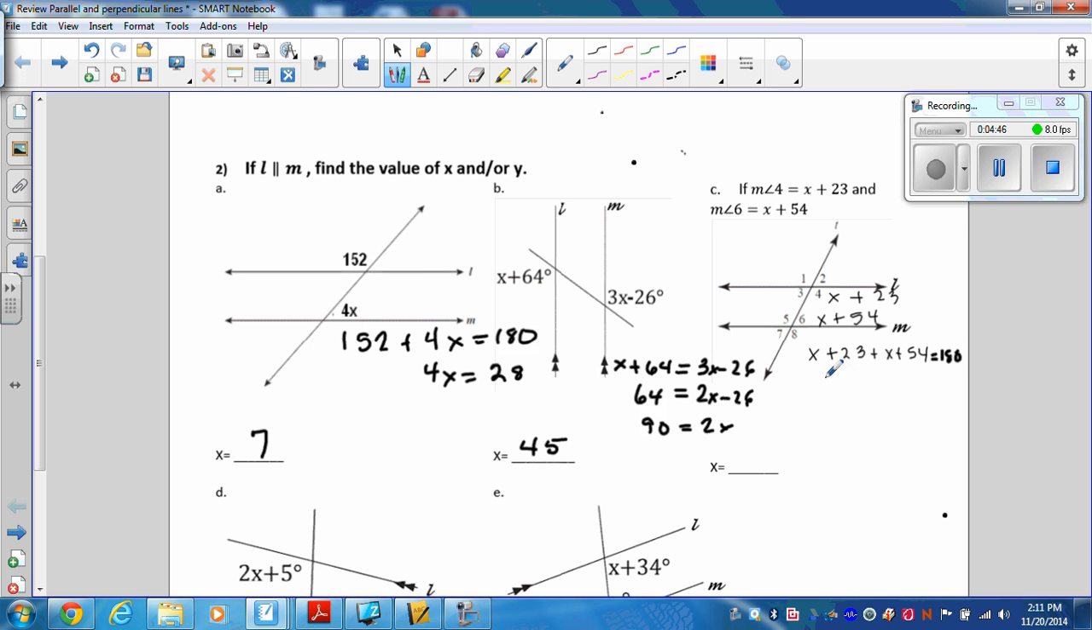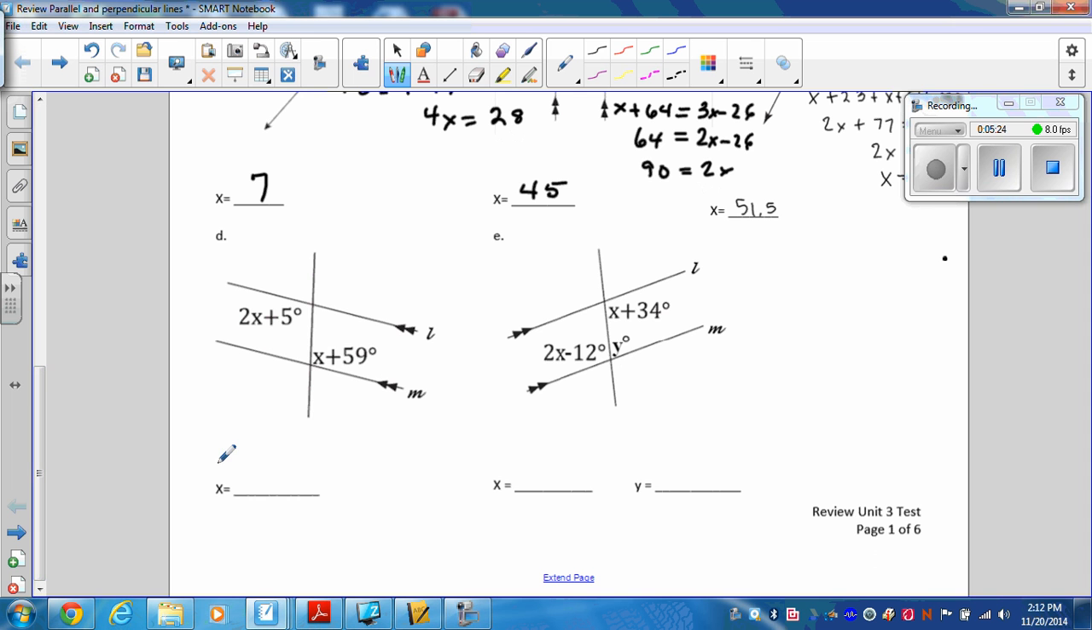So 2x plus, I'm going to say 77 equals 180. So 2x equals 180 minus 77. 180 minus 77 is 103. And so you're going to get a decimal for this, and that's okay. Don't panic when you get a decimal. 51.5 is the correct answer for that one.